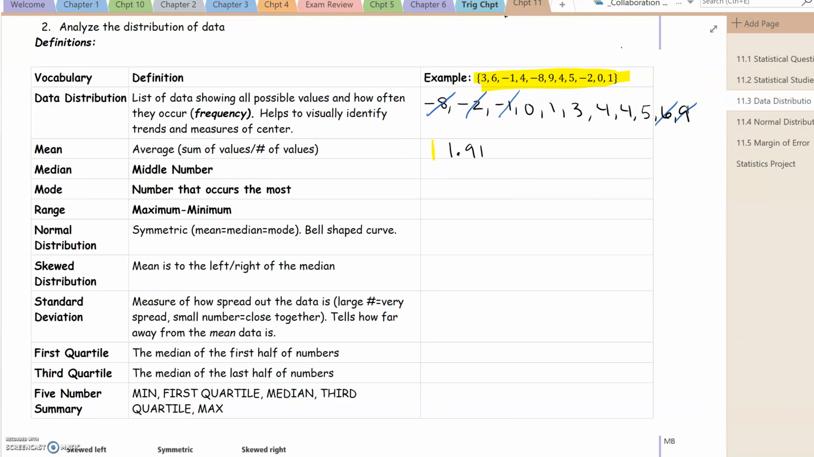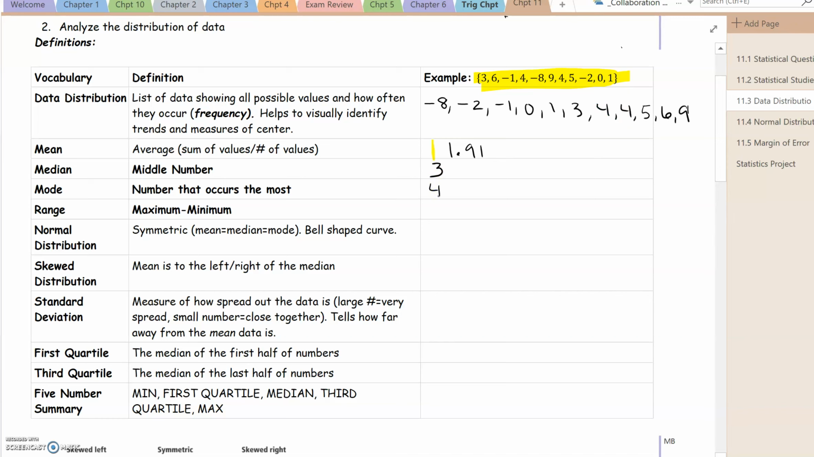I'm actually going to go back and erase all of those just so we can still see our numbers, but you get the idea there. So our middle number is 3. Mode, the number that occurs the most. Right here, we've already talked about it a couple times. 4 and 4, right? So our mode is 4.